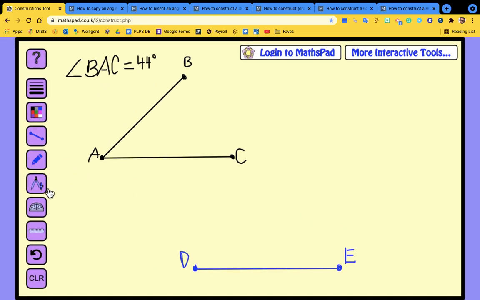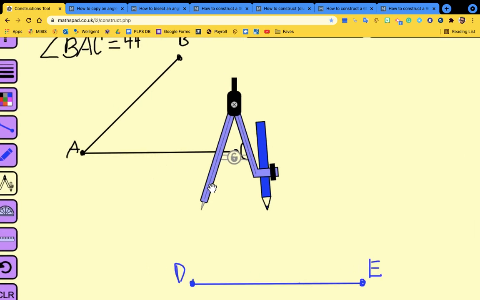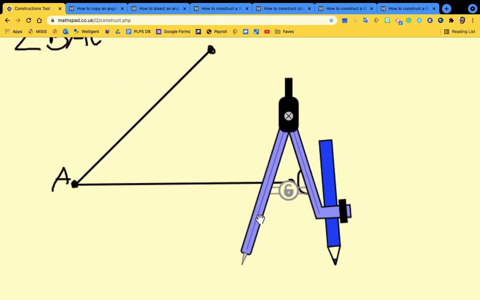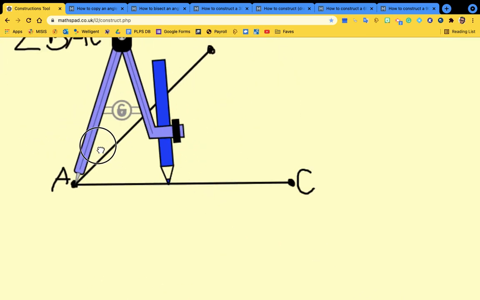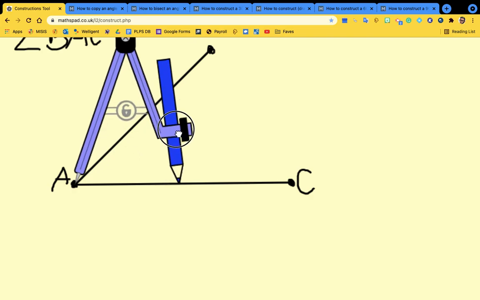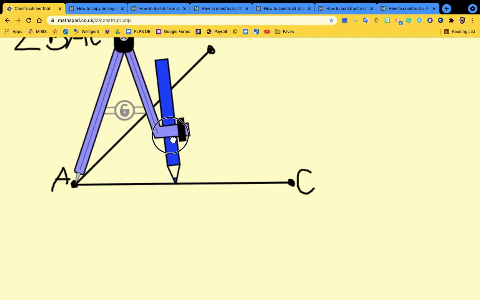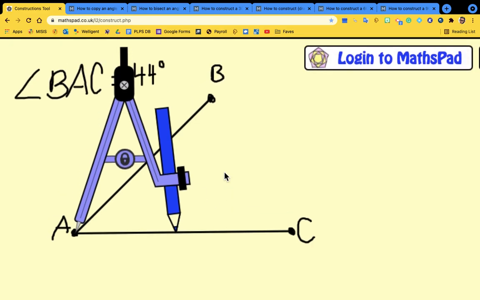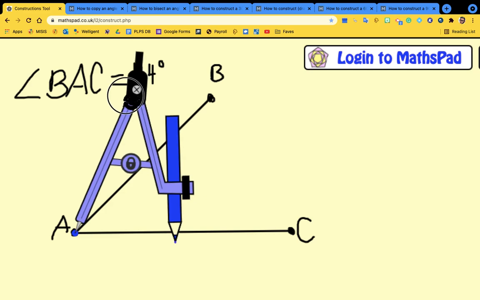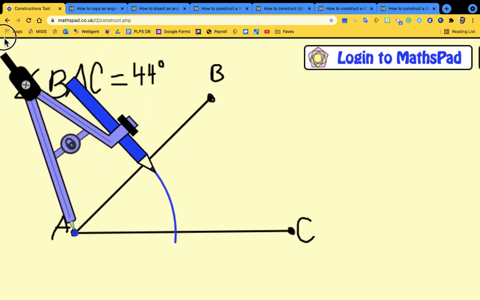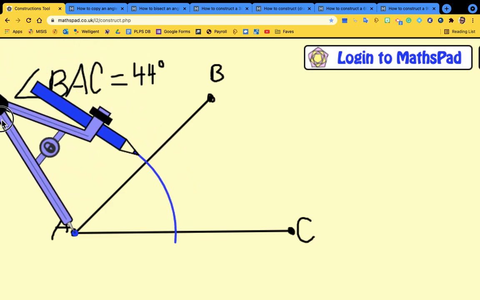Now I'm going to use my compass. I'm going to put the point of my compass on A, and then I'm going to open it about halfway, but a little bit less than halfway. Now I'm going to lock in my compass. Now I'm going to draw an arc that touches both segments. See? It touches AC and it touches AB.